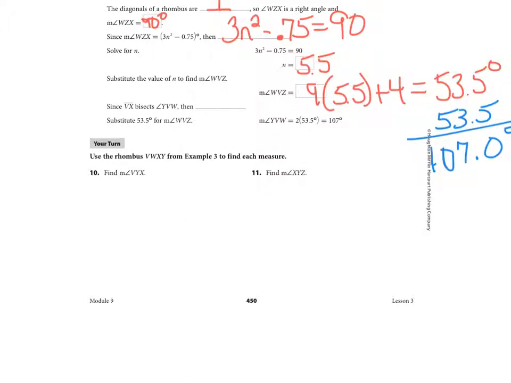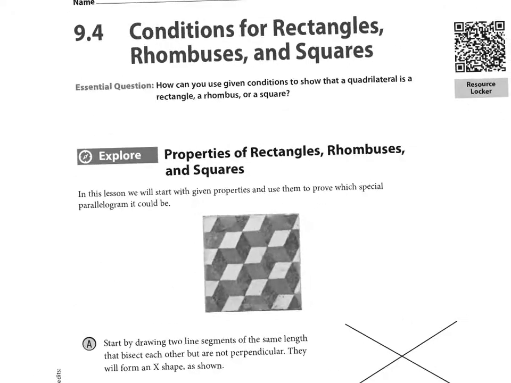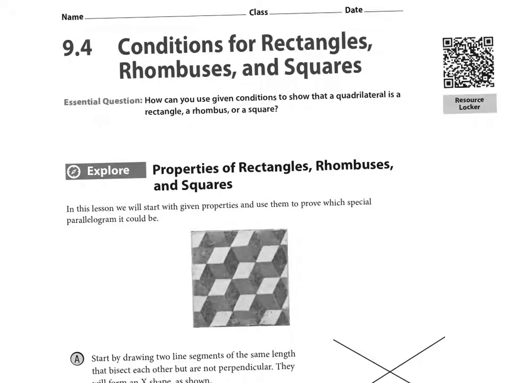So now I want you to turn to page 459. And it's 9.4, conditions for rectangles, rhombuses, and squares. The essential question here says, how can you use given conditions to show that a quadrilateral is a rectangle, a rhombus, or a square? And one of the things that we're going to have to make sure we do a good job of tomorrow is writing out what the difference is between a rectangle, a rhombus, and a square.